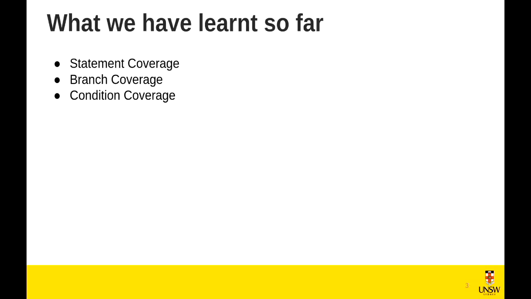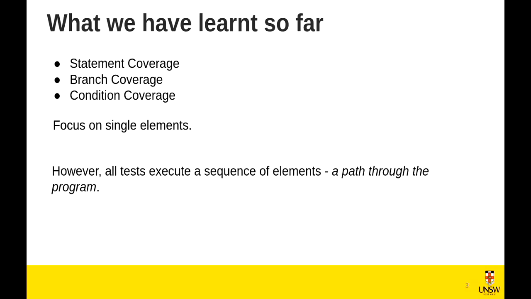What we have learned so far for structural testing are some coverages like statement coverage, branch coverage, and condition coverage. All these coverage criteria focus on specific or single elements of program structures. However, as we have seen in our practices and exercises, when we execute a program, we need to execute a sequence of these single elements. That sequence of single elements forms a path on the control flow graph.